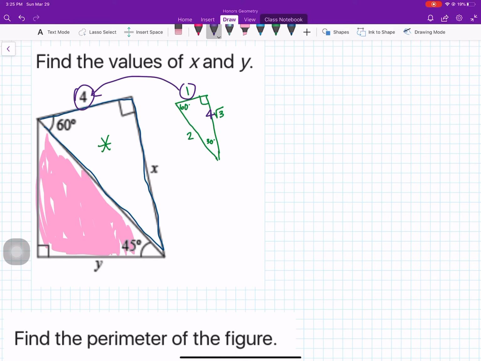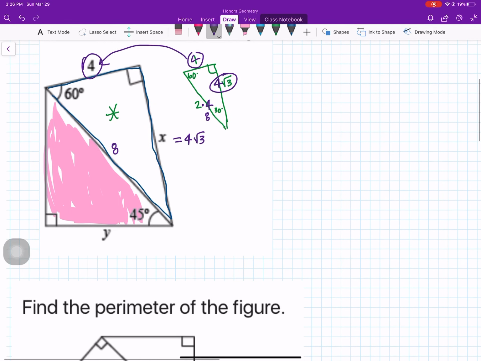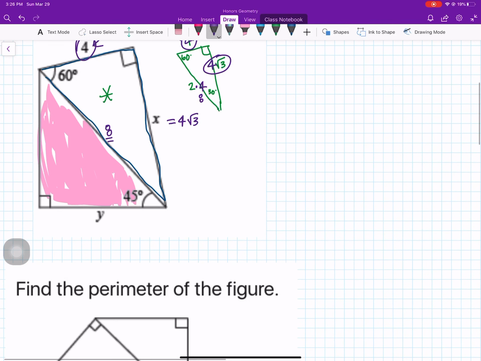So this is 4. If this is 4, then this has to be 4 root 3, and this has to be 2 times 4, which is 8. So x is going to end up being 4 root 3. And even though it didn't ask me to find the hypotenuse, I kind of need it. I need the 8 so I can figure out y.